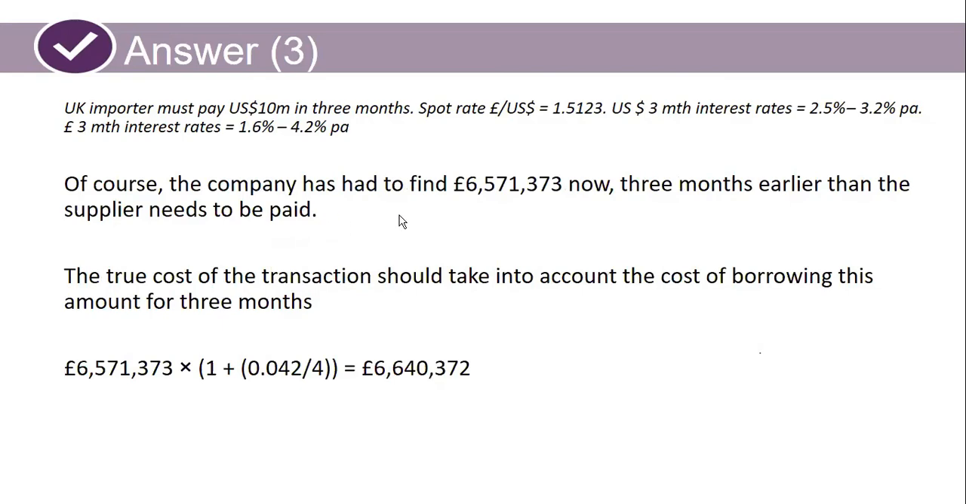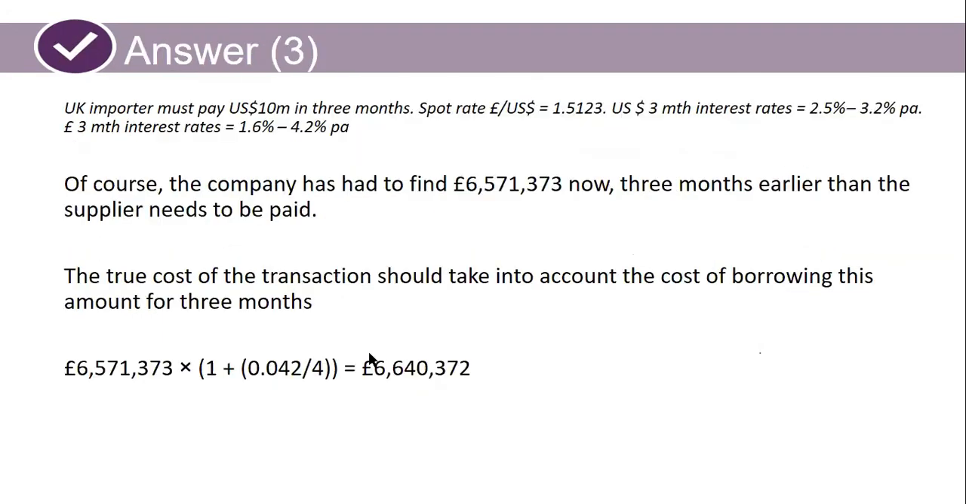So of course the company has to find 6.57 million now, 3 months earlier than the supplier needs to be paid. The true cost of the transaction should take into account the cost of borrowing this amount for 3 months. On one side, you will have the interest cost which you will pay on this borrowing, which is your pound interest rate, 4.2%. Remember, you are borrowing, so 4.2% will apply. So this is going to be my cost, 4.2% over 6.57 million. On the other hand, I will have my interest income on the USD account. So this is your 0.042 divided by 4. This is your after-interest total cost.